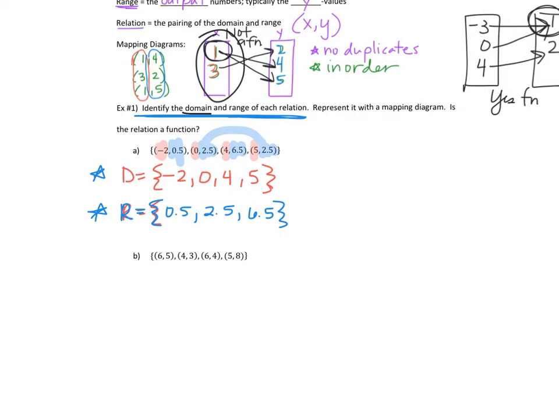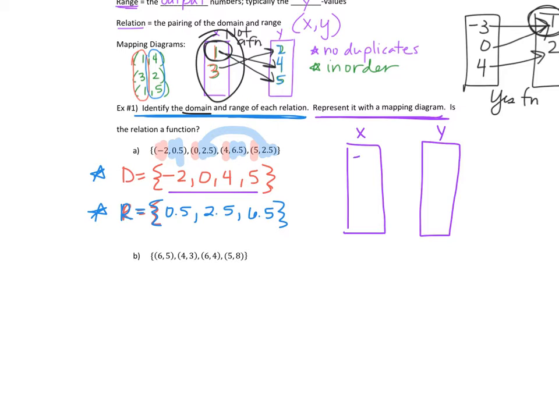Okay, then it says represent it with a mapping diagram. So the mapping diagram goes like this: a box here and a box here, and then we're going to draw lines in. So this is going to be your x values, this is going to be your y values. And you already put them in order with no duplicates, so you're just going to write them in. -2, 0, 4, and 5. And then here, 0.5, 2.5, oh, messy, and 6.5.